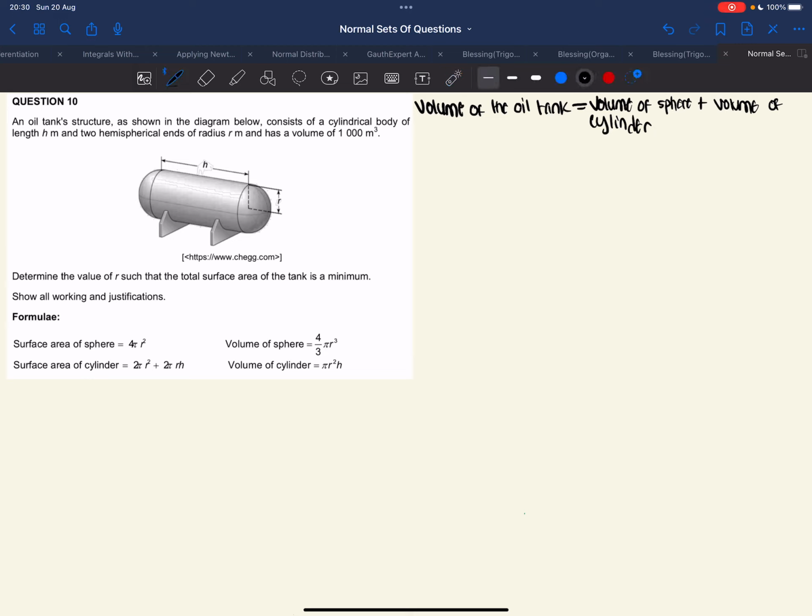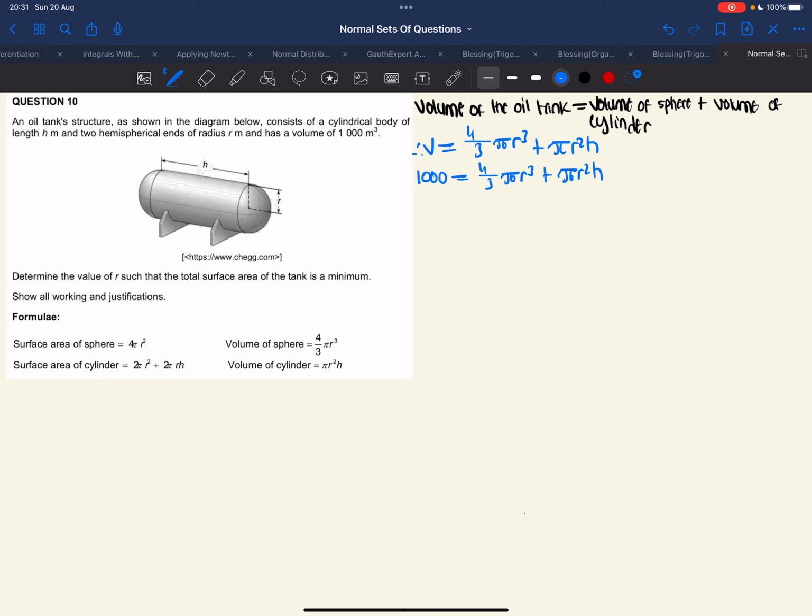If you do that, let's say V equals 4 over 3 pi r to the third plus pi r squared times h. Now also remember, we are given that the volume is 1000 meters cubed, so we can equate all of this. So we can say 1000 equals 4 over 3 pi r to the third plus pi r squared times h.